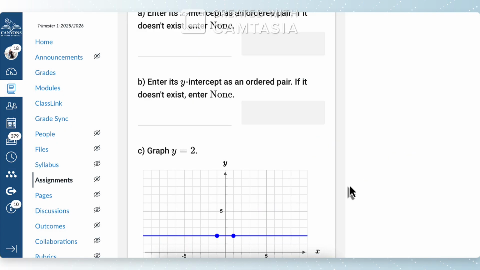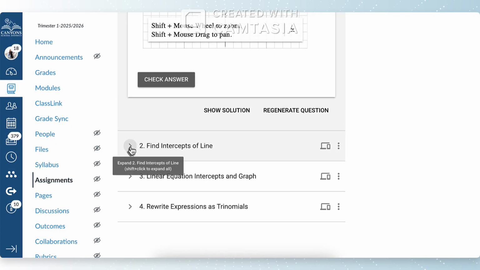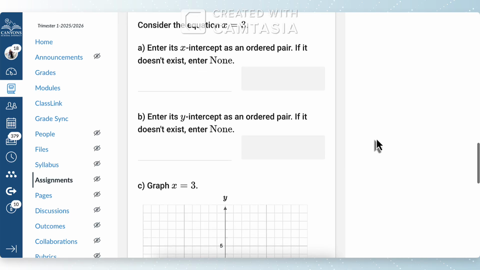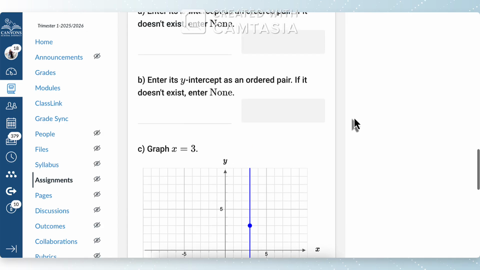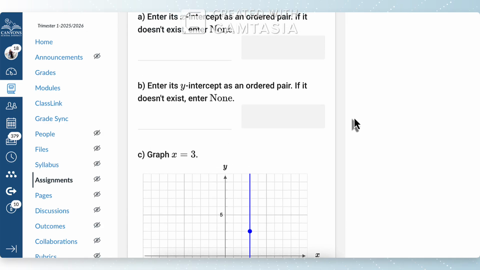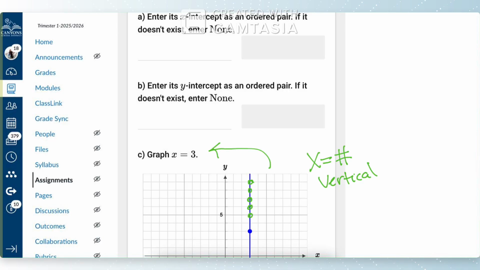Looking at the next question, this is the same kind of question, but instead of that horizontal line, now we've got this vertical line, x is equal to 3. If I wanted to graph that one, I could go to any points where x is equal to 3. The y values do not matter. So this one does have an x-intercept, because x equals a number is going to be a vertical line. All the x's are in common. If I put points anywhere on this line, they all have an x value equal to 3.